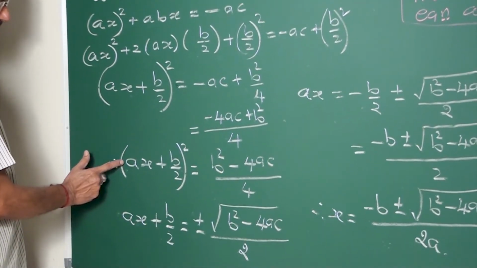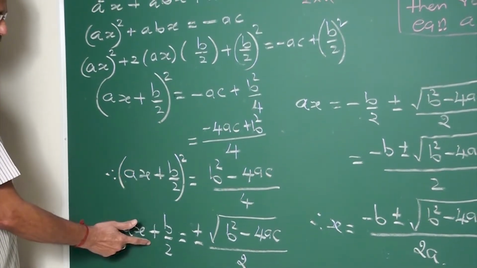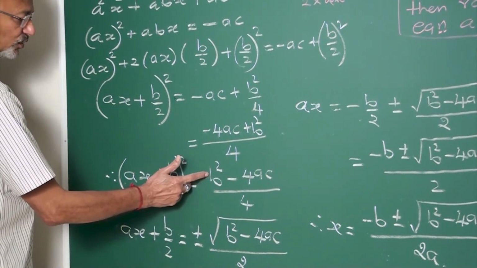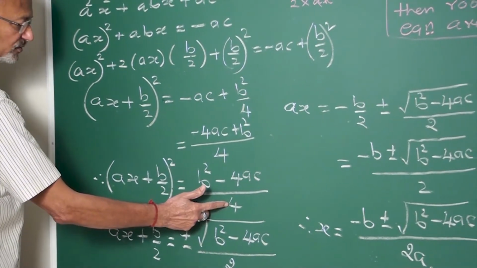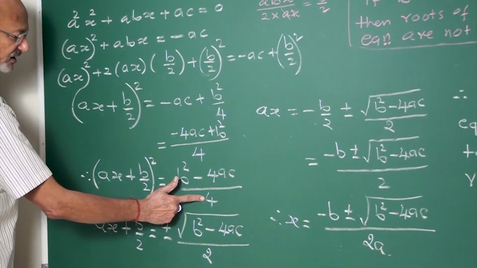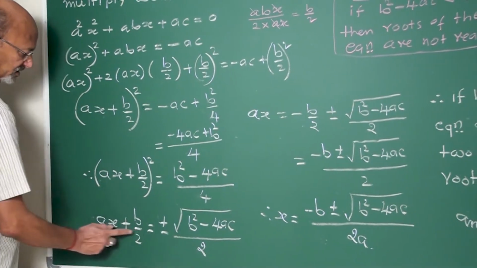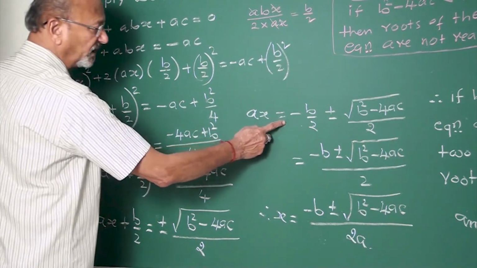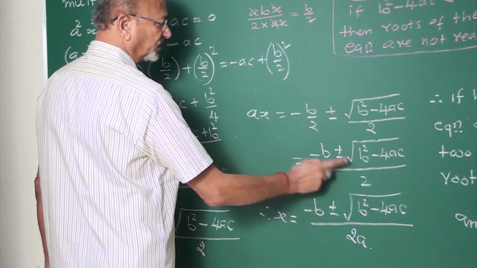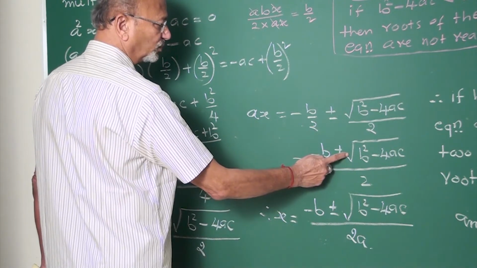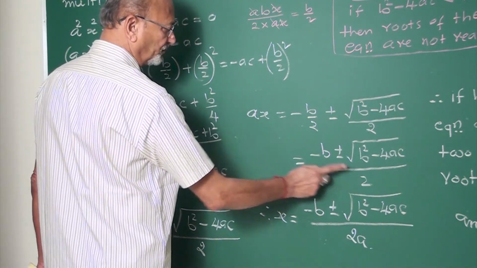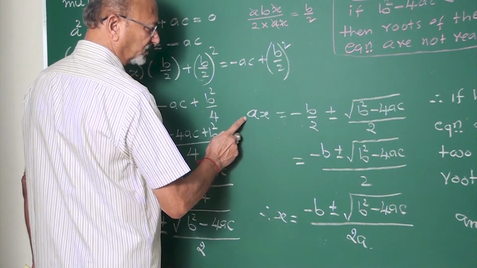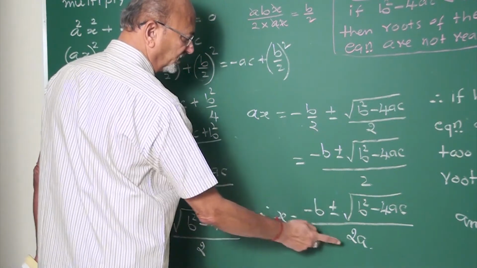Take the square root. Square root equals plus minus square root of the numerator divided by square root of the denominator. As the denominator is 4, its square root is 2, my friend. Shift that side. Minus b by 2. Simplify it. 2 is the LCM. Minus b plus minus square root divided by 2. Therefore, solve for x. A down. 2 with a is 2a.